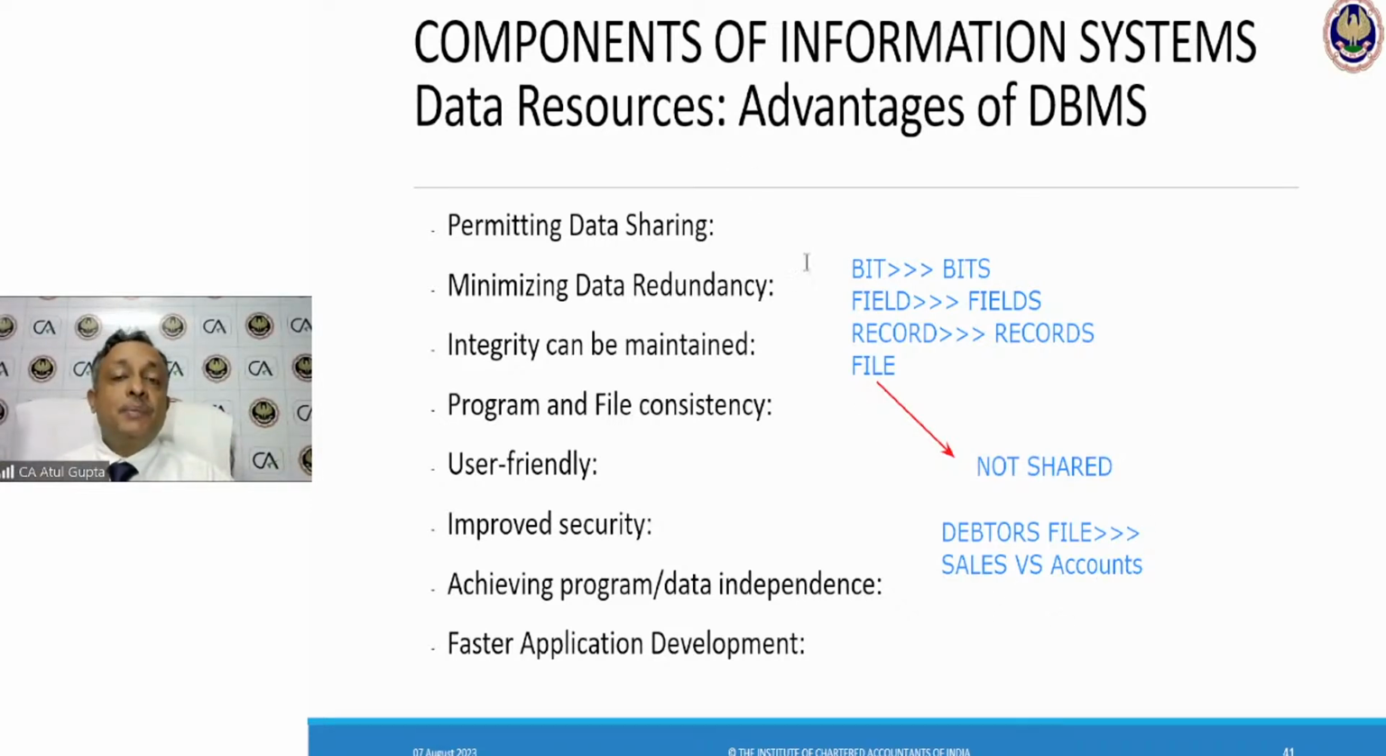So the file is available with the debtors department, the sales department. Now the accounts department also needs the file. So the account manager goes to the sales department and says, give us the debtors file. The sales department asks why. The accounts department says, because we want to make a list of overdue debtors.